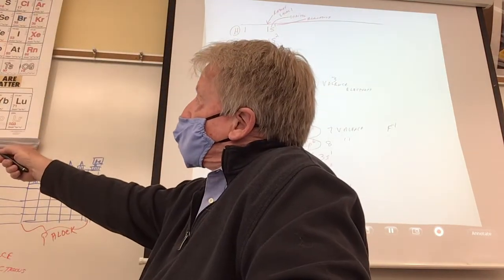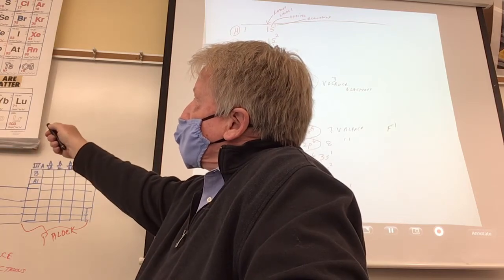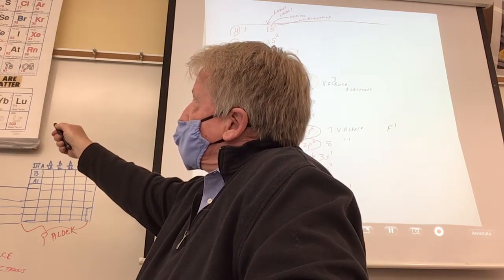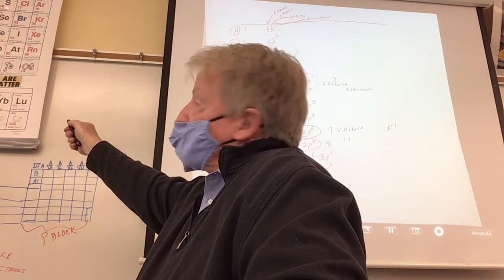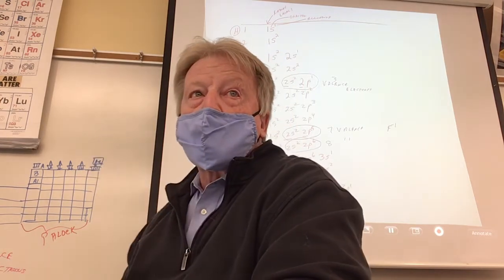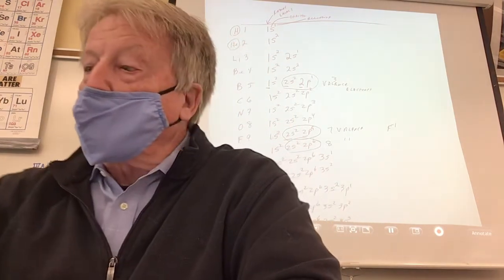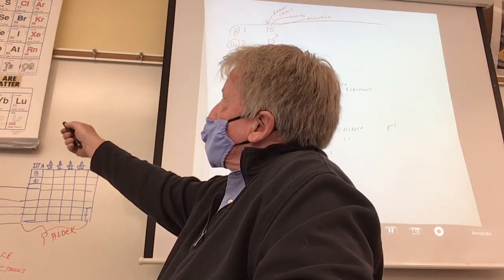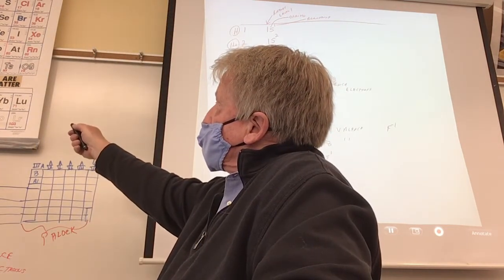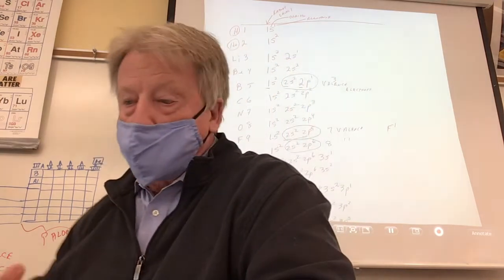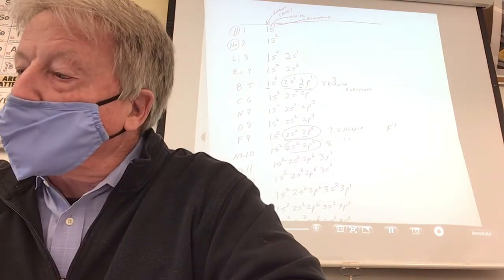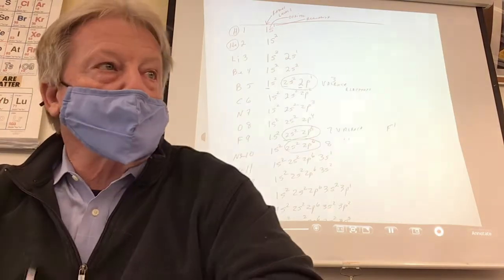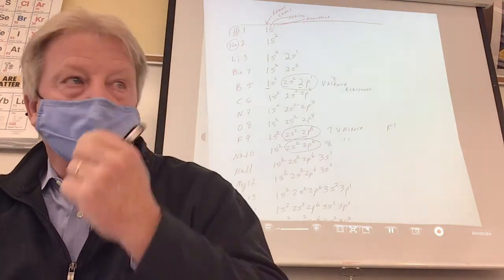All right, ready? Here's 3s1, 3s2, 3p1, 3p2, 3p3. I think you should end at 3p what? No, let's take a look again. P1, P2, P3, P4. Okay, so you should have had 3p4, right? Is that right? Yes.